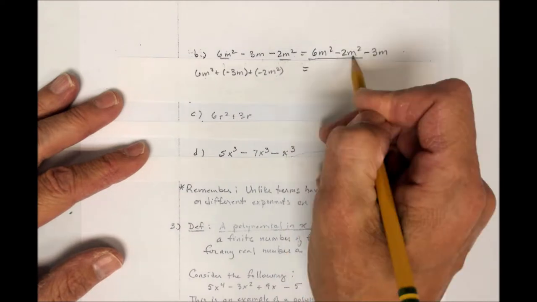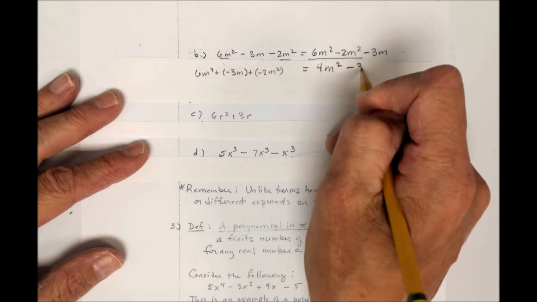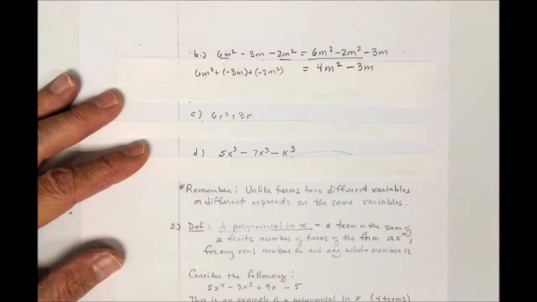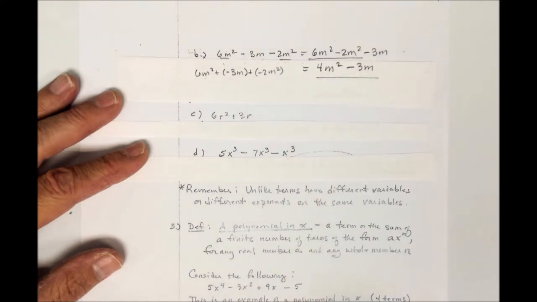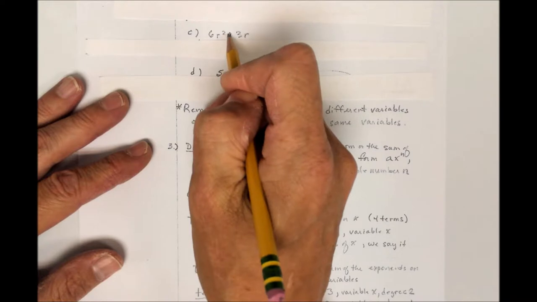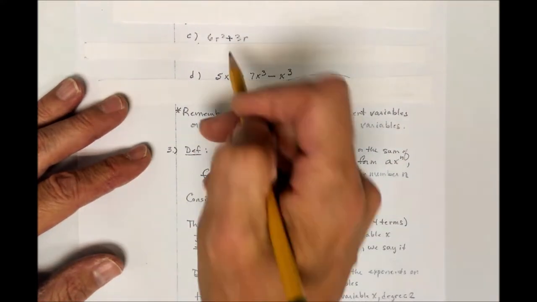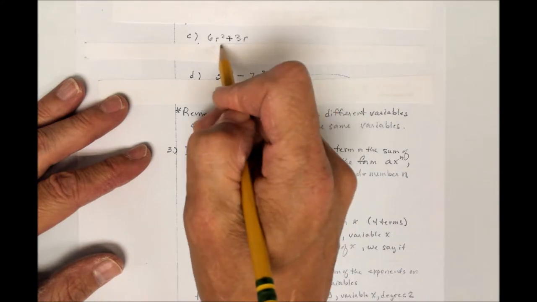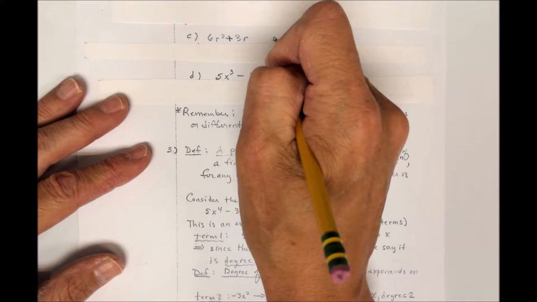6m squared minus 2m squared is 4m squared. And then minus the 3m. Now you can combine those, as far as it goes, and that's your answer considered simplified. Now in this next example, there are only two terms. That's a plus sign there, kind of hard to tell. I have 6r squared plus 3r. There are no like terms here. This term's got an r squared, this term's got an r to the first, so this is already simplified.